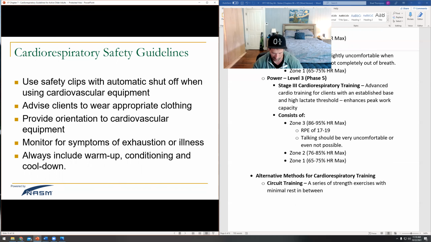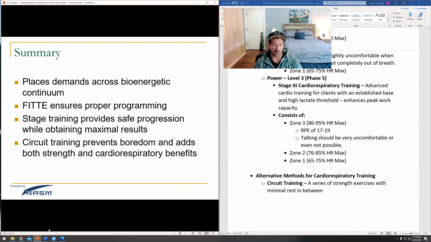I realize now what my shop teacher was talking about when I was in high school and they were like, don't wear baggy clothing to my class. Always give them an orientation, teach them how to use the cardio equipment at whatever gym you're working at. Always monitor for symptoms of exhaustion or fatigue, so they don't get sloppy and hurt themselves. And always warm up. Then you can do the cardio, which we call conditioning, and then cool them down.